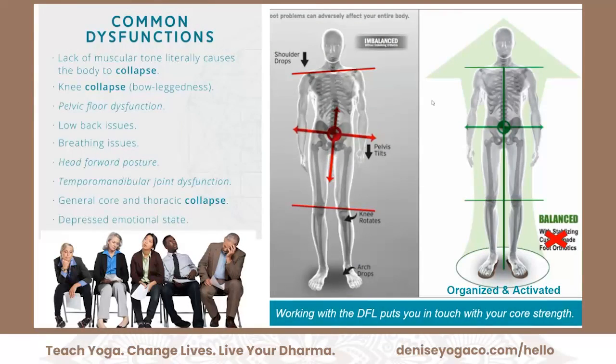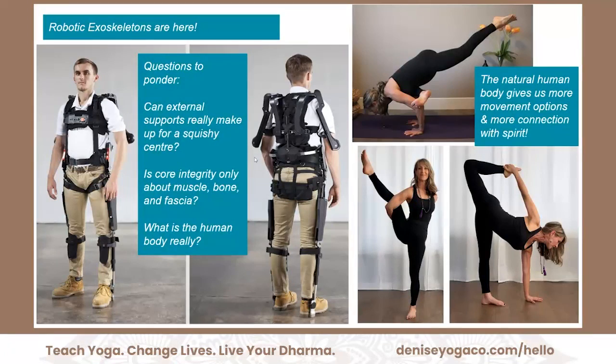So yeah, I'm advocating for developing your inner stability, but robotic exoskeletons are here. I just looked into this and I was just shocked at how many devices are being made, so we never have to stand up for ourselves. We can get a machine to prop us up. And think about it, you guys. Can external supports make up for a squishy center, right? It's not going to teach your own structures to turn on. Our body is just so intelligently designed and it's so resilient, and it just craves the right stimulus.